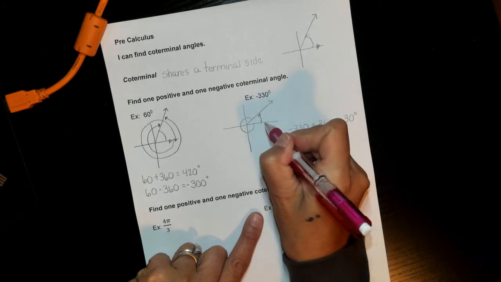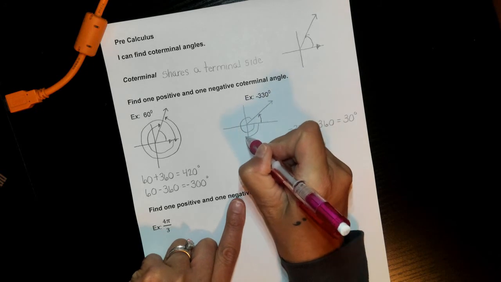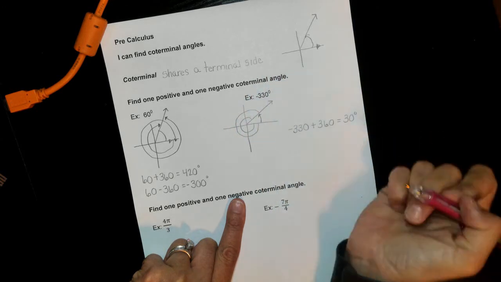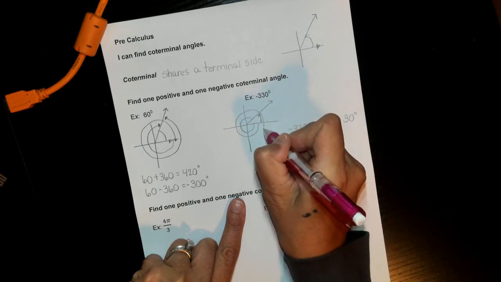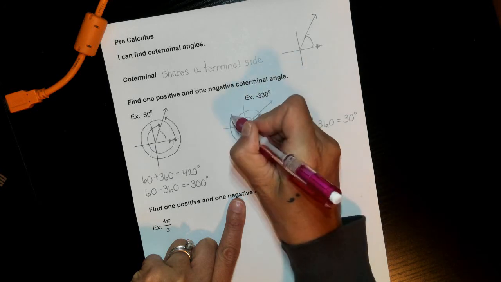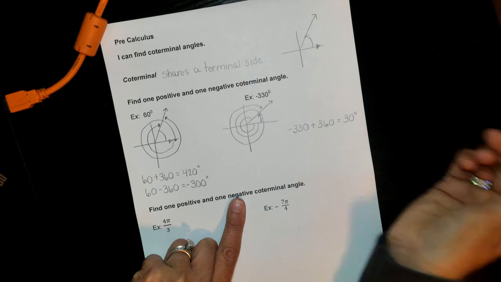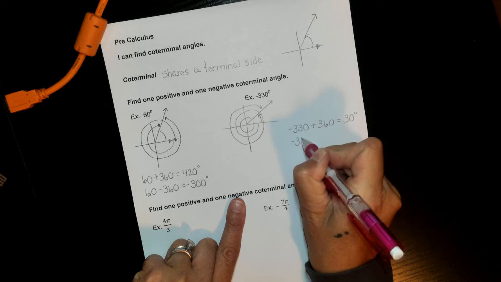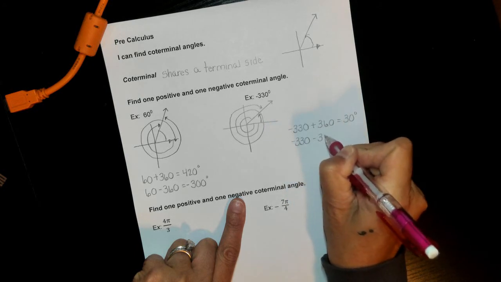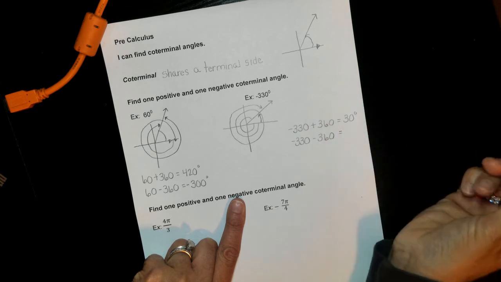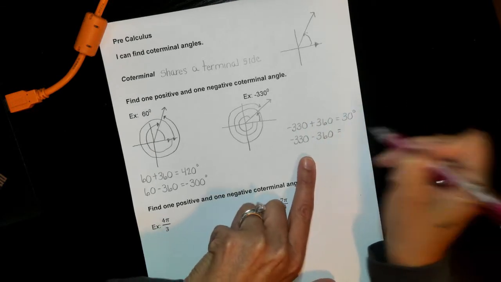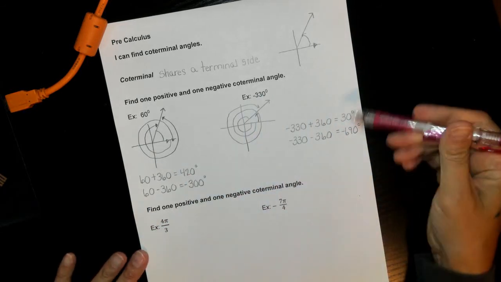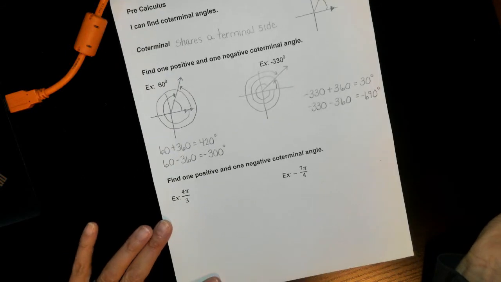Negative coterminal, go down, hit the terminal side, check to make sure it's not the exact same. This time it is, so that means I need to do another complete revolution. Remember, a revolution in degrees is 360 degrees. I'm looking for the negative coterminal, so that means I subtract 360 this time. So we have negative 690. I like to use the visual, but just doing the math there works as well.